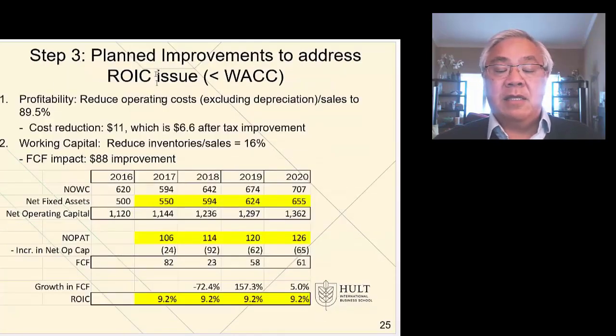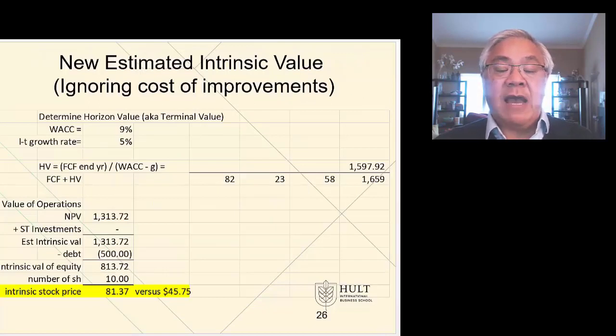If we now look at the intrinsic value, the WACC is the same, growth rate's the same. We got to this number, which is the new horizon value. Since we're growing and since our free cash flow has also been better, the ramp up, we now have 1597. The NPV, same method we did before, gets us 1313. We still have no money in investments, same beginning balance sheet. And then we pay off our debt, $500, and we now have 813. Divide that by 10, it's $81.